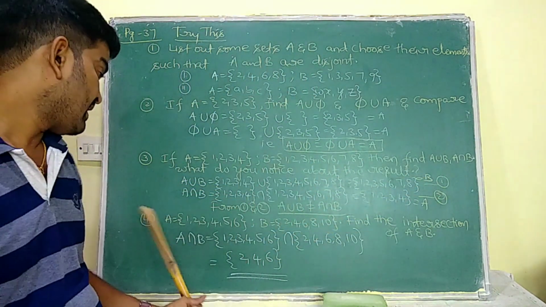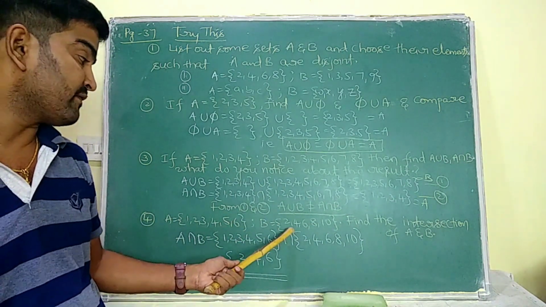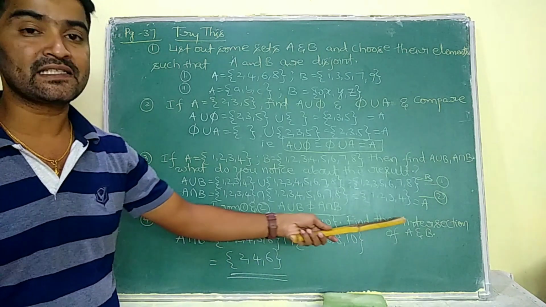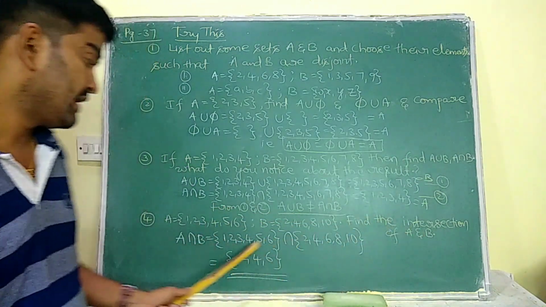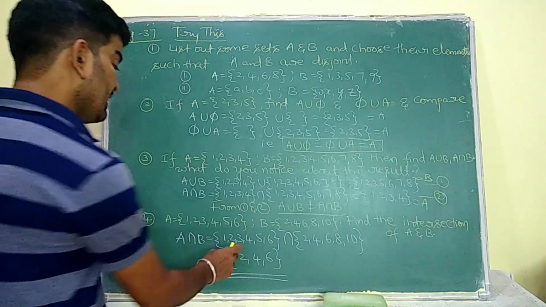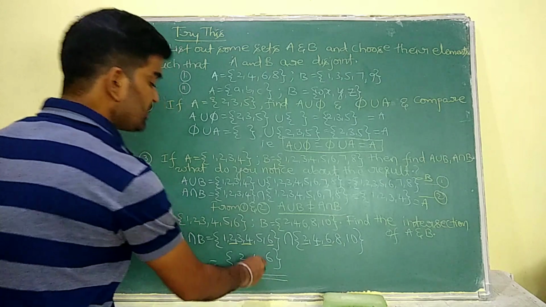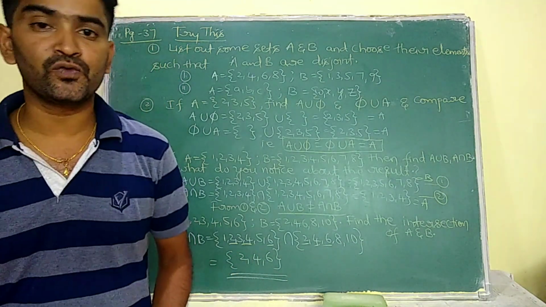See, A is the set {1, 2, 3, 4, 5, 6}. B is the set {2, 4, 6, 8, 10}. He is asking us to find A intersection B. A intersection B means we have to write only the common elements of the sets A and B. Here the common elements are 2, 4, 6. So A intersection B is {2, 4, 6}.